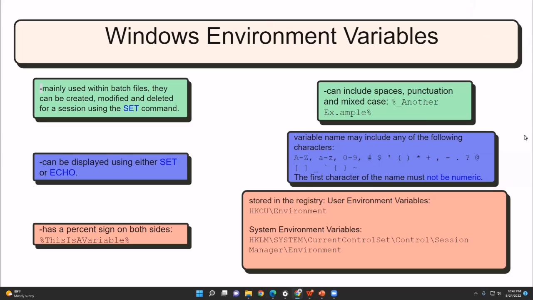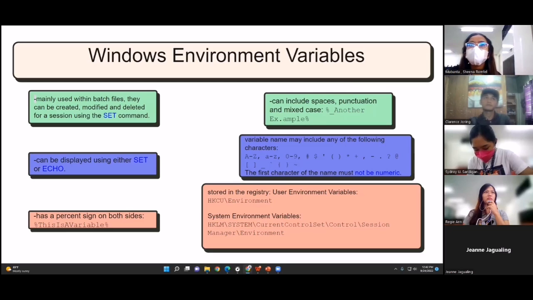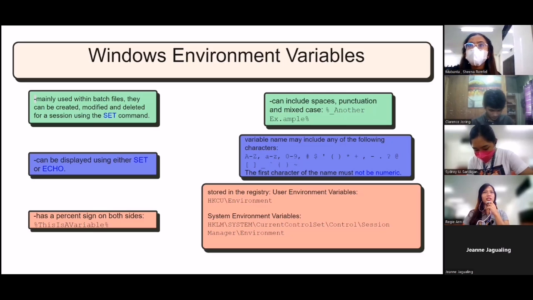Windows environment variables. Environment variables are mainly used within batch files. They can be created, modified, and deleted for a session using the set command. To make permanent changes, use setx. Variables can be displayed using set or echo. Variables have a percent sign on both sides. The variable can include spaces, punctuation, and mixed case.